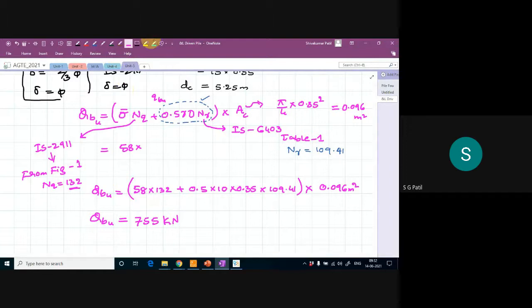So this is my first answer. Base resistance I got that. Next, I have to calculate the shaft resistance.